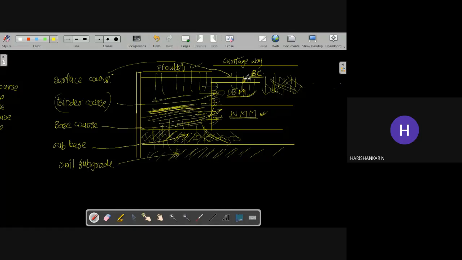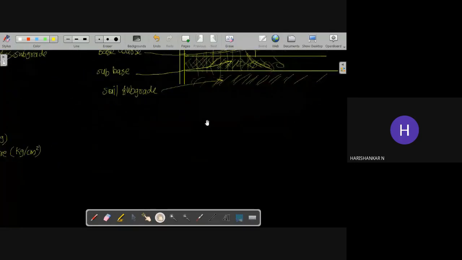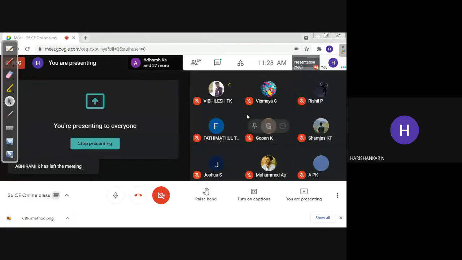So in this way, you have to prepare various layers based on the corresponding thickness. So next class we will discuss the mixed design procedure of individual layers. Okay, hope you understood all this.